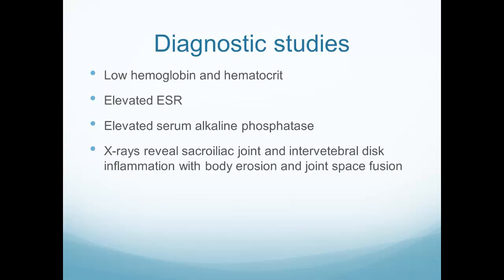Diagnostically, we can look at a low H and H. So the H and H may decrease. The ESR, that's the erythrocyte sedimentation rate, may start to increase. We can see an elevation in our ALK phos, an enzyme, a chemical in the blood that starts to build up. X-rays may reveal some changes that are occurring in our joints as a result.